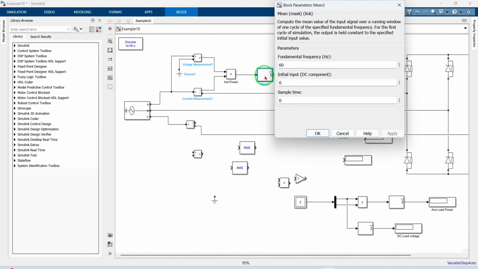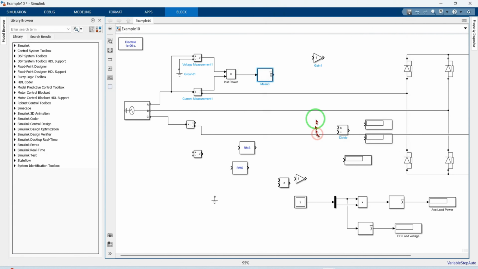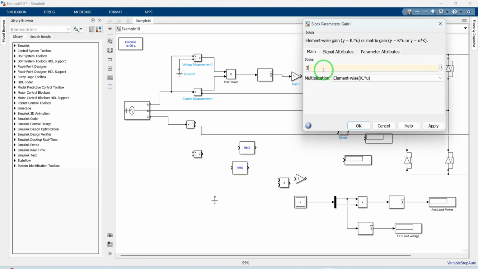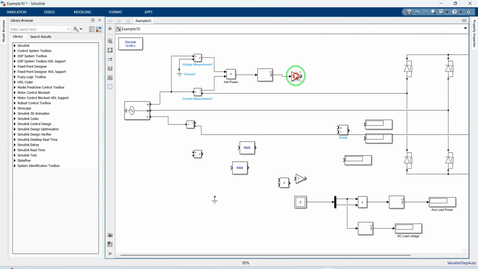Open the mean block and set the frequency to 50 Hz. Connect a gain block and set its value to 3. This will give us the total average power of the three-phase AC source. The mean block gives the average power of a single phase, and at the output of the gain block, we obtain the total average power of the source. Rename the display block.